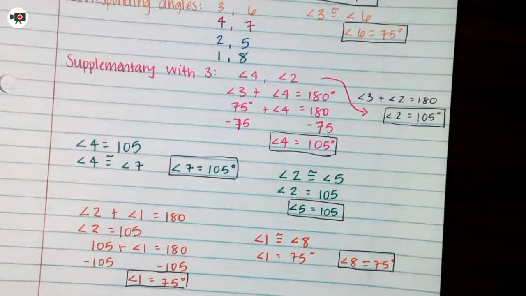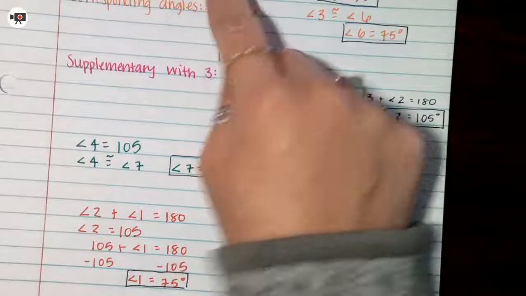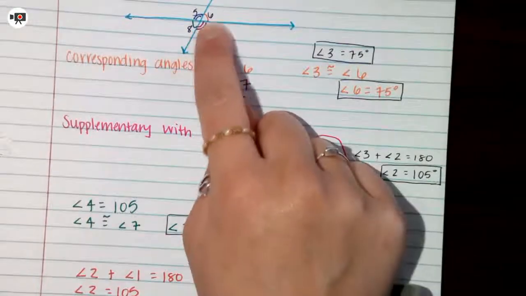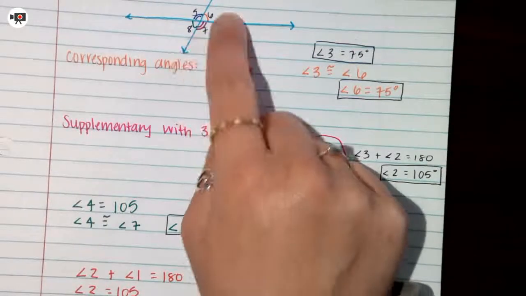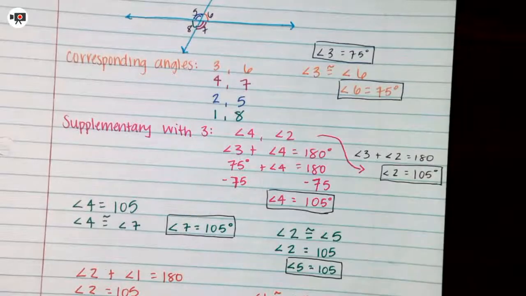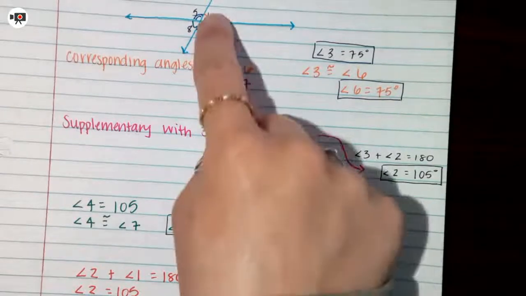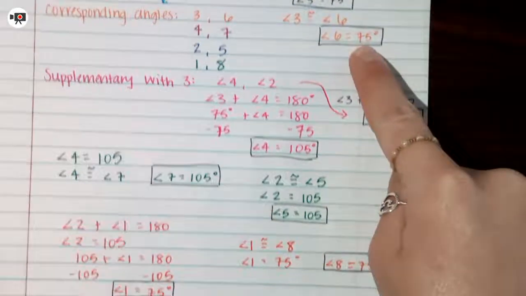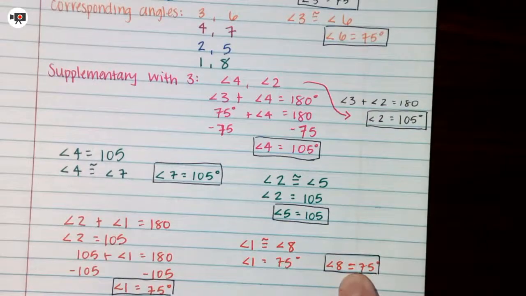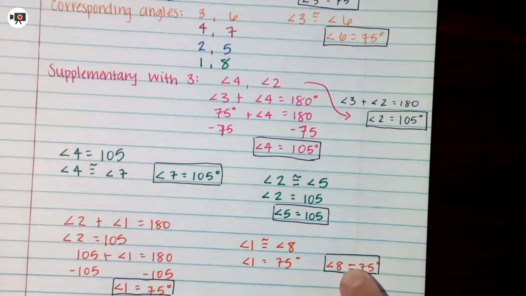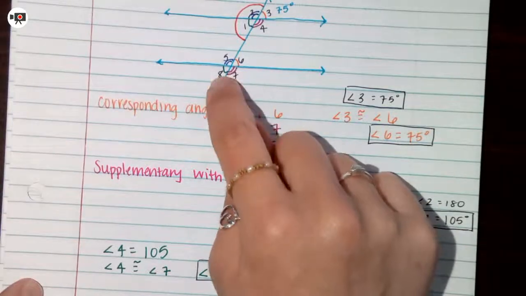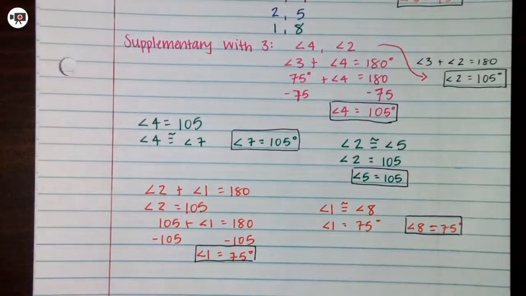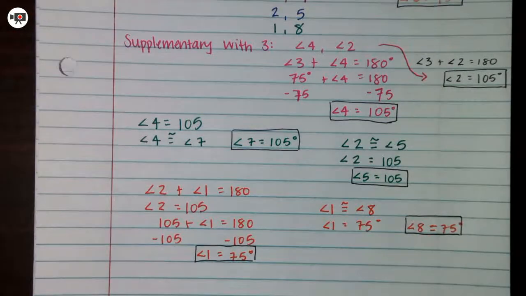So, if I'm looking up here at angles 6 and 8, they're kind of opposite each other in this X. Let's look at what we can figure out from angles 6 and 8. Angle 6 is 75, and angle 8 is 75. So we have a name for when angles are opposite each other in an X, and that is called vertical angles.